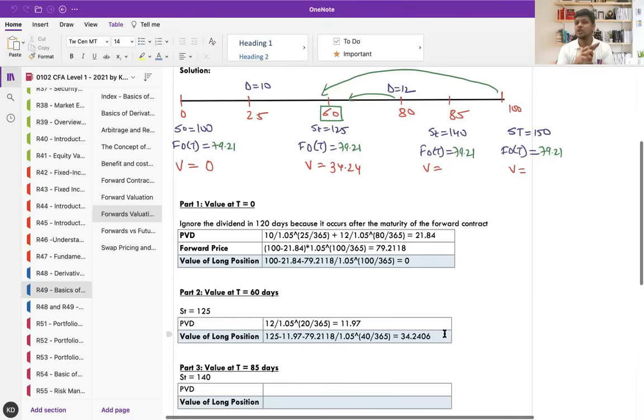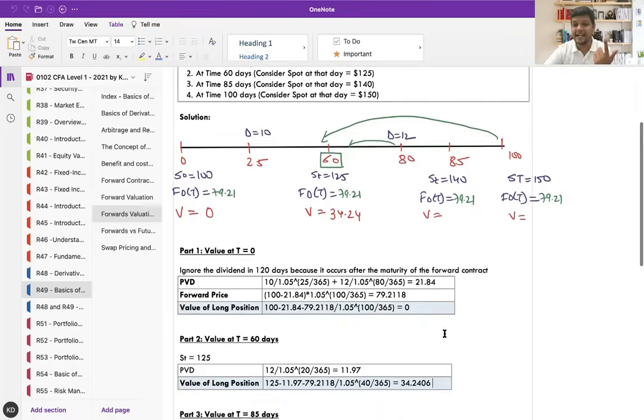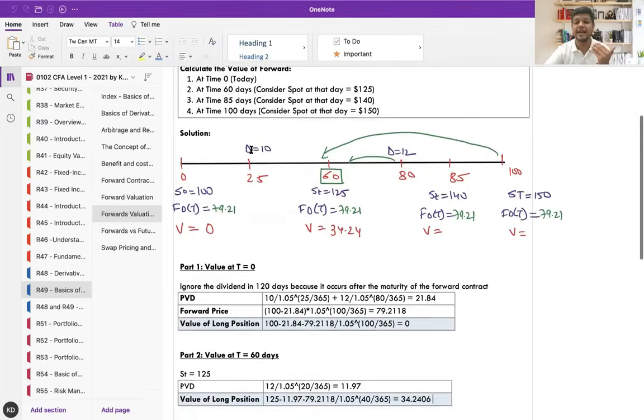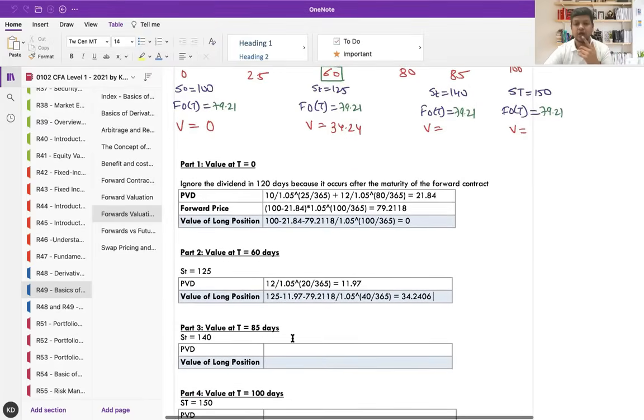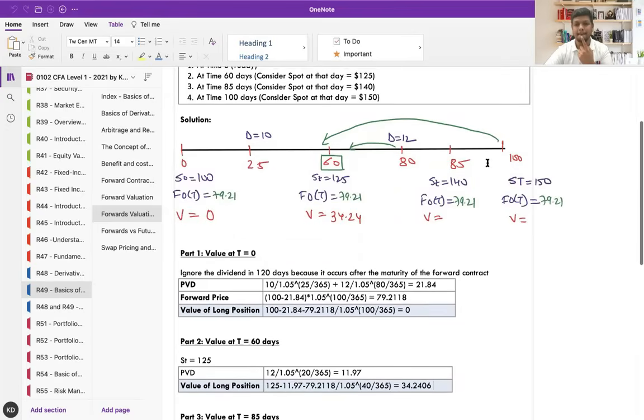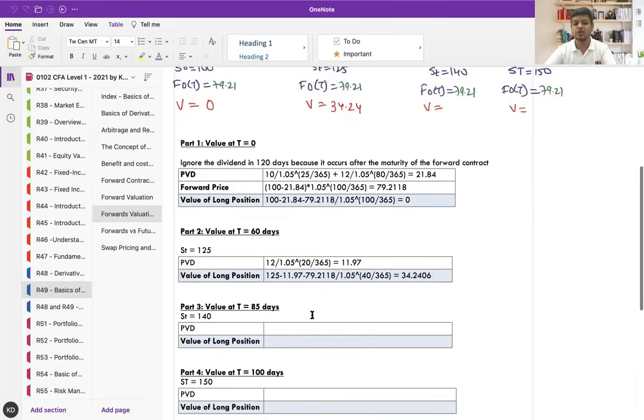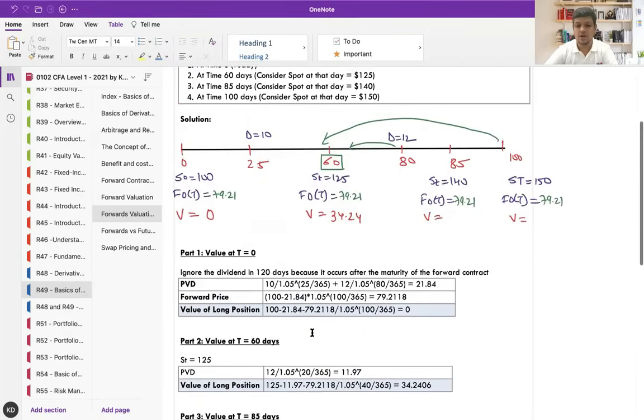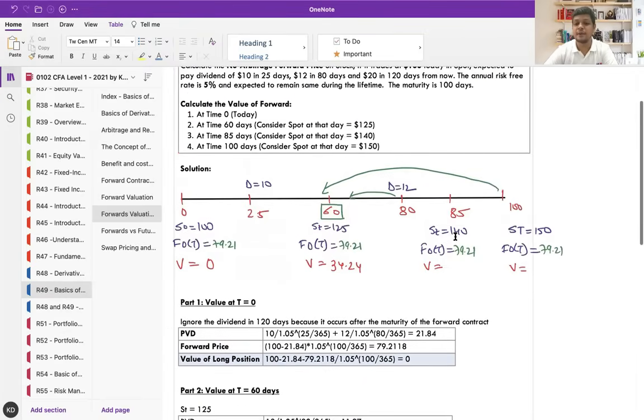What is changing? What is not changing? Value is changing. The price is not. This is the difference between value and price. Now, on the 85th day, they also want me to find the value. So on the 85th day, how many dividends are remaining? Nothing. So the present value of dividend should be 0. On that day, they've said that the spot price is 140.